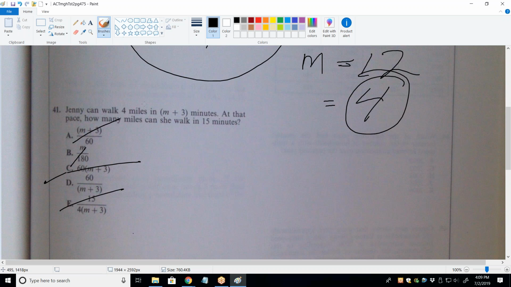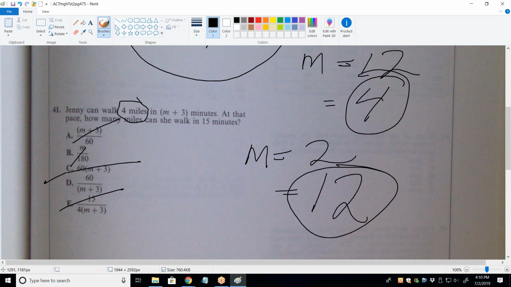And I'm guessing maybe that had we picked a number like 2, it means she's walking 4 miles in 5 minutes, which means she's going to walk 12 miles in 15 minutes, okay? So had we picked 2 instead of 12, I like 12 because there's no math to be done. When you pick m equals 12, you know exactly that's 15 minutes, and we know how far she's going to walk in 15 minutes.